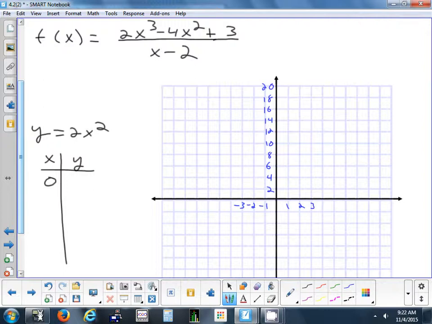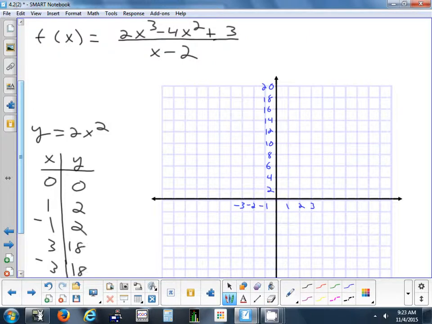If I plug 0 in for x, what do I get for y? 0. Let's try 1. 1 squared is 1, times 2 is 2. And negative 1? Negative 1 squared is 1, times 2 is 2. Can we fit 3? 3 and negative 3 are both 18.